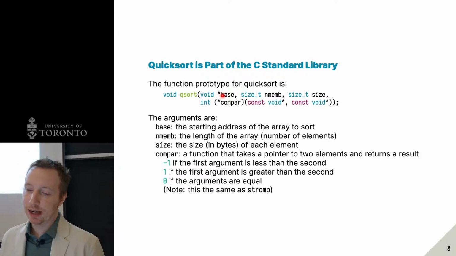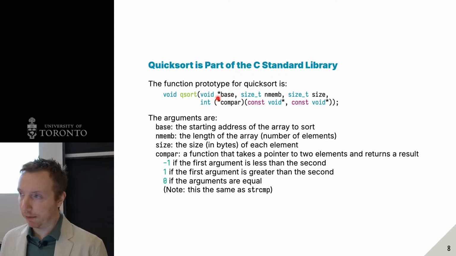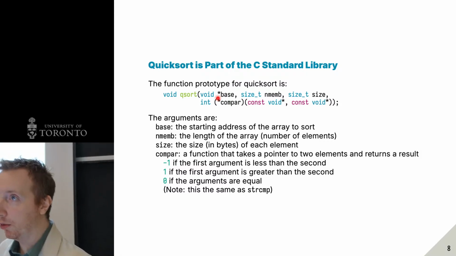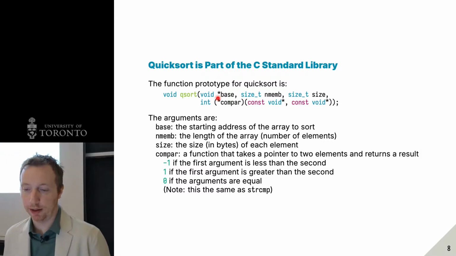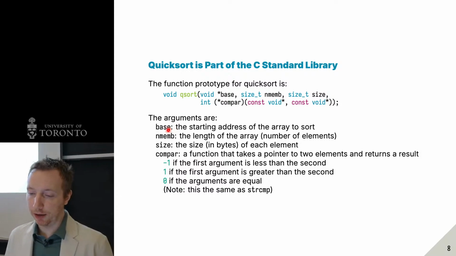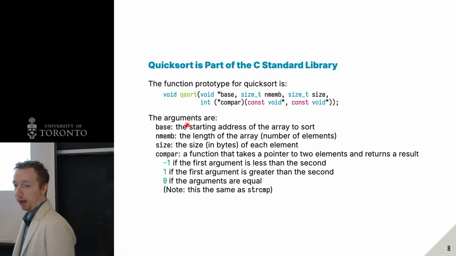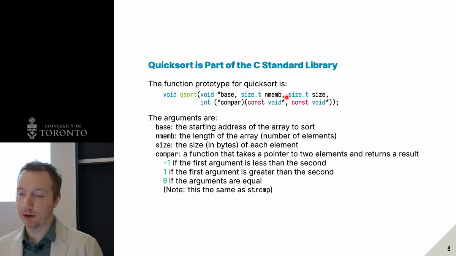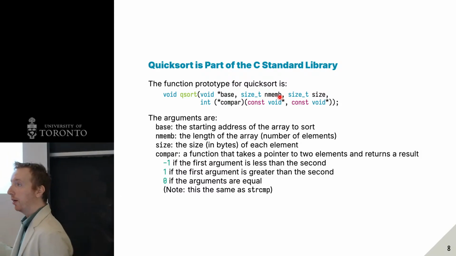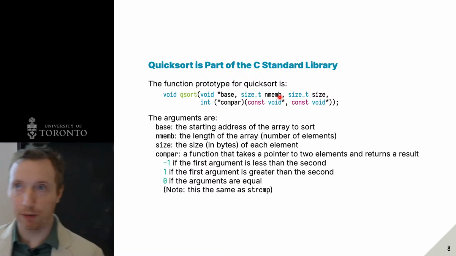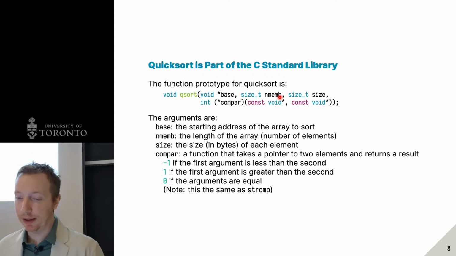It takes as the first argument a void star, so it's just a pointer to something that it doesn't know. Again, C is a bit silly. It's not that smart. It doesn't know generically what values you are pointing to because you could be pointing to anything. And they try and make it generic. So the first argument is called base. That's the starting address of the array to sort. The next one is called nmemb. So that's the length of the array or the number of elements. They call it the number of members. Again, that's just what they like to call it. It means the exact same thing.